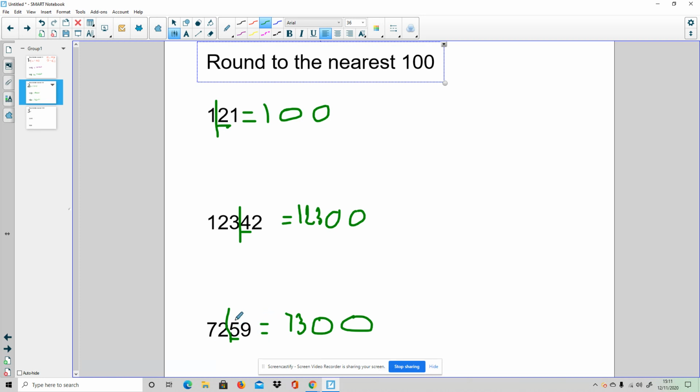And actually, yes, it's 41 away from 7,300, but it's 59 away from 7,200. So that's another way of looking at it.